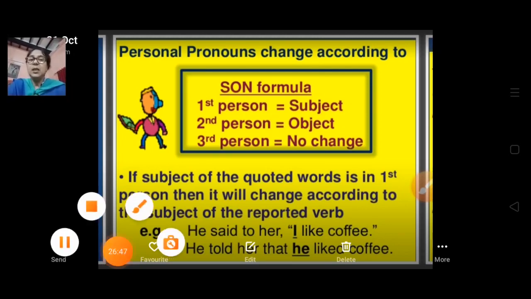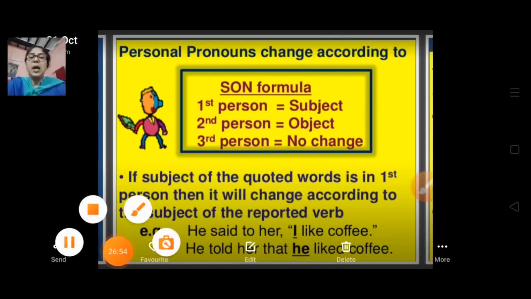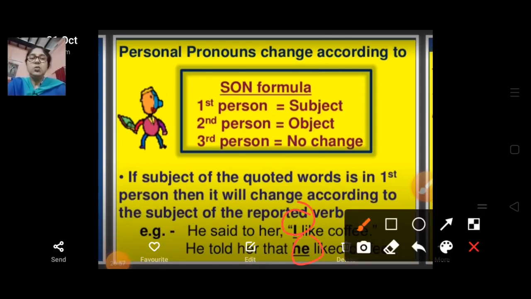Now here you can see, he told her that he likes. So I changes into he. So accordingly it will change according to the subject of the reporting verb. If it is written he, we will change accordingly into he because of the reporting verb. So rule number one is that if the subject of the quoted words is in the first person, it will change according to the subject of the reporting verb.